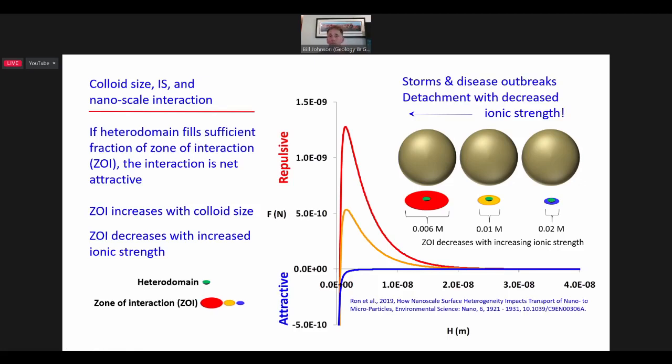Likewise, and I should mention, storms and disease outbreaks are well correlated. It's been well described in the literature. One mechanism that can help drive this correlation is the fact that when you have heavy rainfall, you decrease the ionic strength of the solution. So you're running the system this way. You're expanding the zone of interaction, meaning a heterodomain that may have attached a colloid under previous conditions may cause it to detach under low ionic strength conditions, and so detachment would occur. We've shown this in a number of papers. And so that's one mechanism potentially driving that correlation.